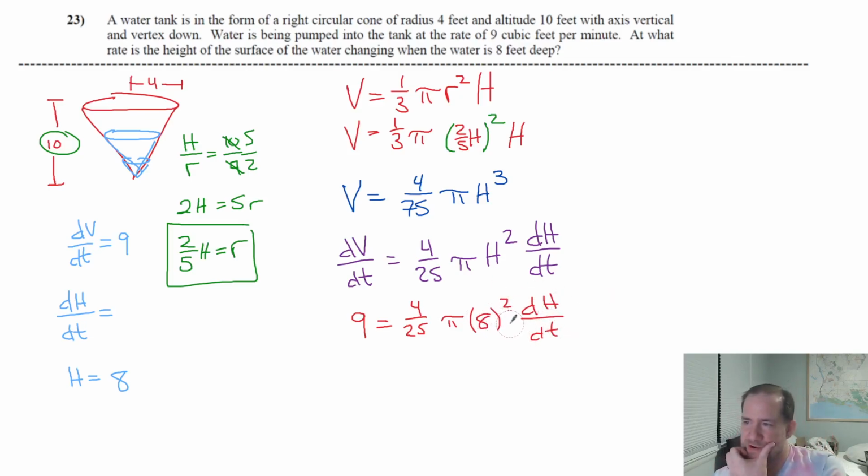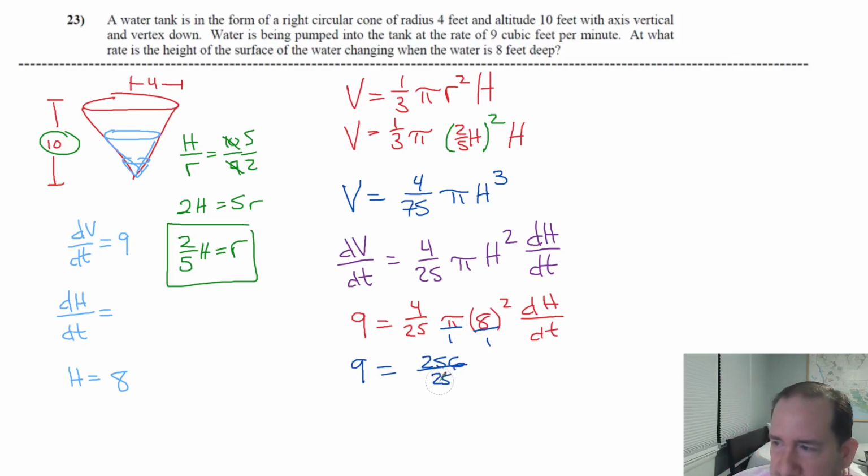Here the numbers are a little uglier because this time for sure I'm getting 8 squared, which is 64. That's not going to cancel with this 25 at all. So we just have to do 64 times 4. I could do that in my head. 256. Seems like it's 256. Look at Mr. F go. So this is 9 equals 256 over 25, and that doesn't reduce because the only factors of 25 are 5 and 5. That's not going to reduce a 256. So that's times pi, and this is dh/dt.